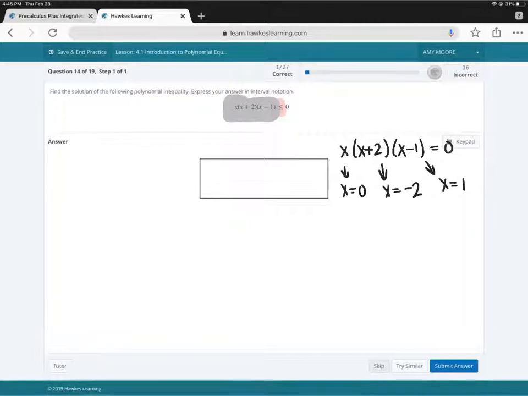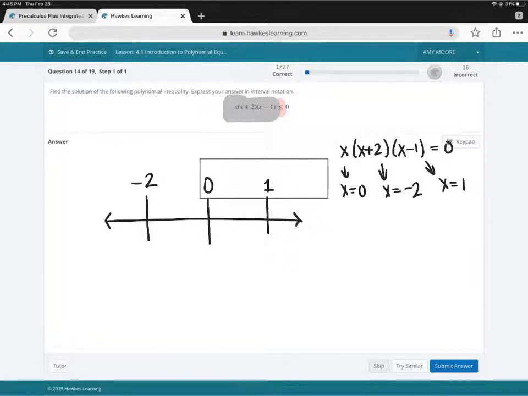Now for the sign chart, that's what I'm going to use to divide up my number line. So I have my number line. It does matter what order you write them in. They have to go in least to greatest because I'm putting them on an actual number line. So negative 2 is going to come first, and then 0, and then 1. So those are going to be my three values, and again, that came from setting the equation equal to 0.